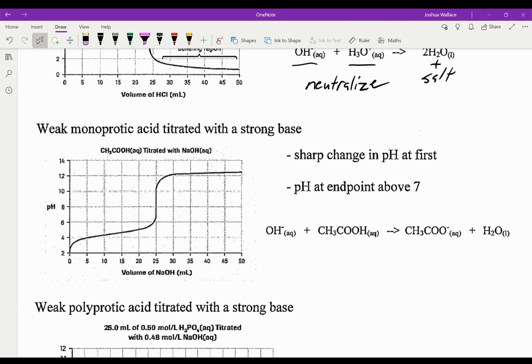If we have a weak monoprotic acid titrated with a strong base, something like acetic acid being titrated with sodium hydroxide, we have a sharp change in pH at first and a pH at endpoint above 7. So what we see here is that our equivalence point is about there, and that pH is about a pH of 9. Not a pH of 7, which we're used to with a strong acid, strong base. So this is the example I have. OH minus reacts with CH3COOH to produce the acetate ion and H2O. Again, we have this little jump in pH, and then it flattens out, and our pH at endpoint is above 7.